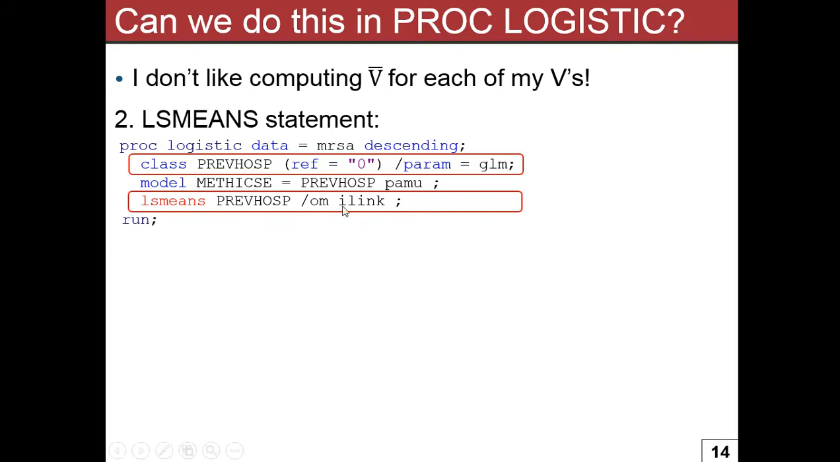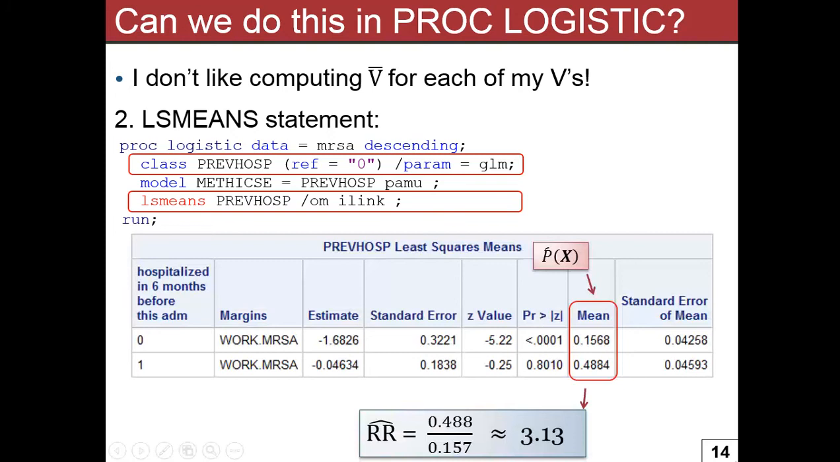This thing, ohm, is not about yoga. It's about the observed margins. And what that means is plug in the observed mean of every V variable automatically. For every variable that's not here, it's going to plug in the mean automatically. It's the observed margins, the observed mean. And iLink, again, is going to give it to you on the probability scale rather than on the logit scale. And that's exactly what we want. So automatically, SAS is going to do, for every value of previous hospitalization, it's going to give you the mean again, and you can get 3.13.